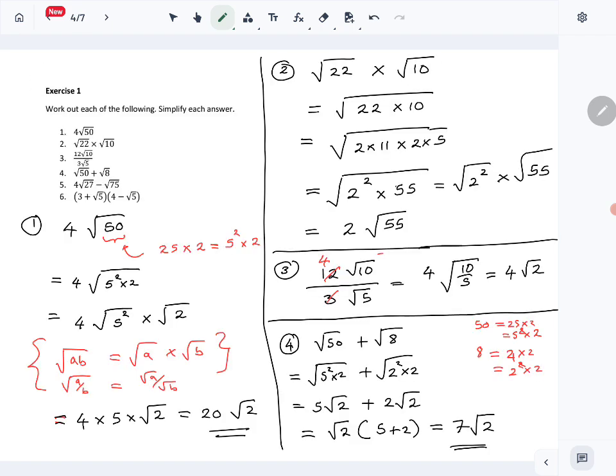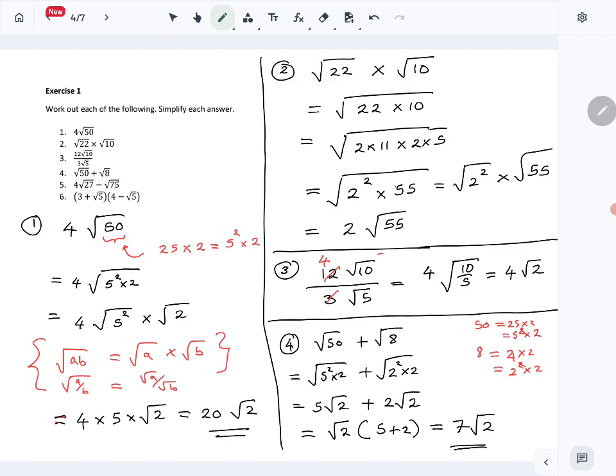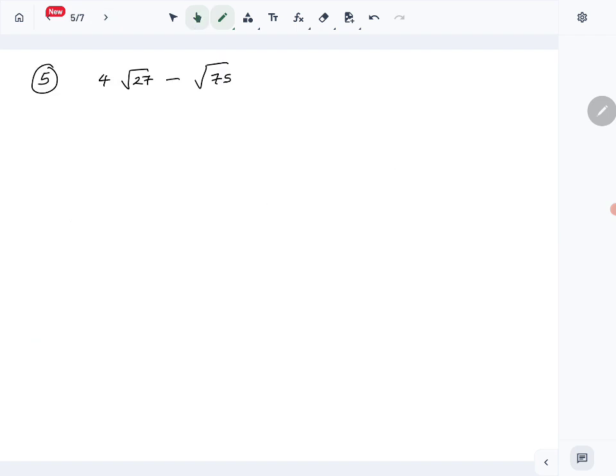So what do we have? 4 root 27 minus square root 75. Right. So now write 27 as a what? Square number times another number. So 27 is what? 9 times 3. That is 3 squared times 3. That's the square number times another number. 75, what? 25 times 3. So 5 squared times 3. So we can use those two.